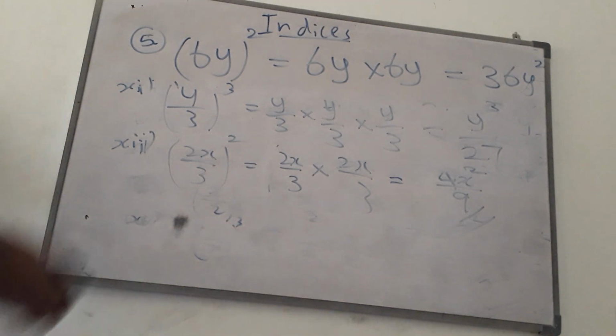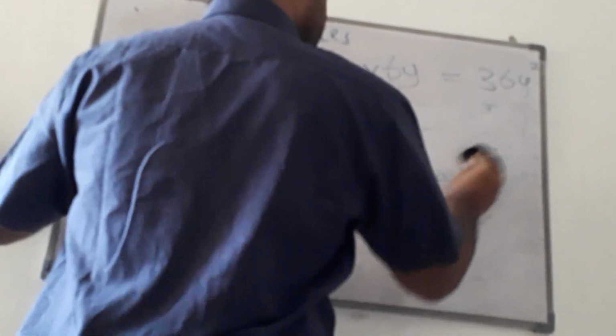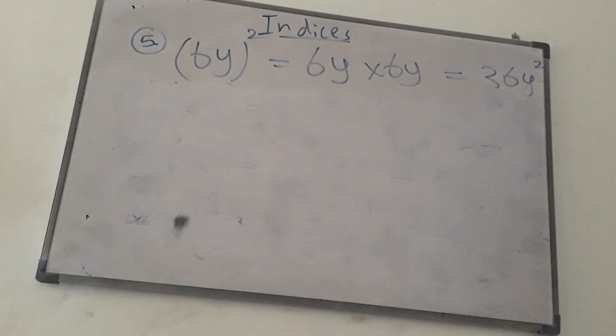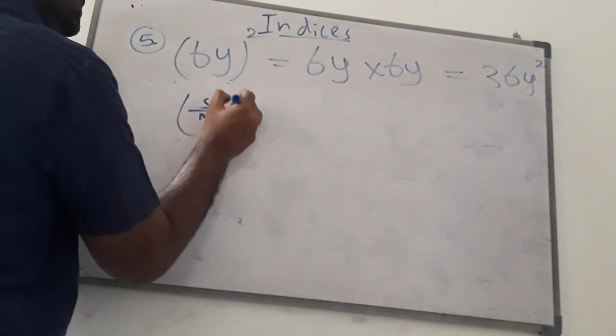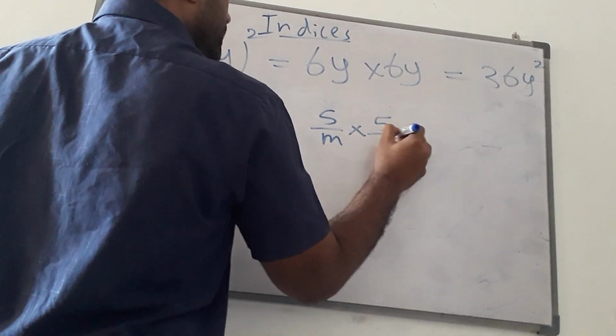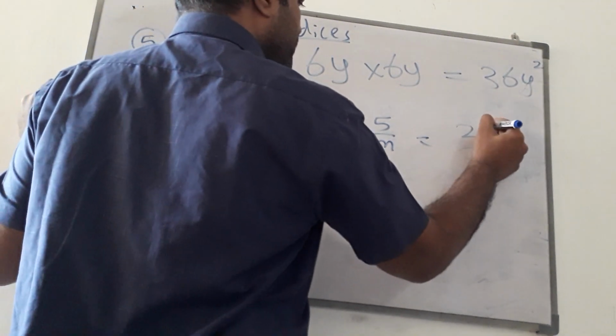Next question is 5 over m all together squared. So it will be 5 over m times 5 over m. 5 times 5 means 25, m times m means m squared. This is the answer.